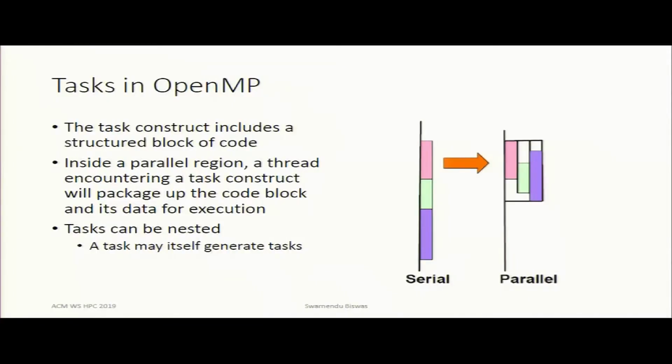So the task construct includes a structured block of code. Inside a parallel region, a thread encountering a task construct will create a task, will launch a task. It will package up the code block and its data for execution.